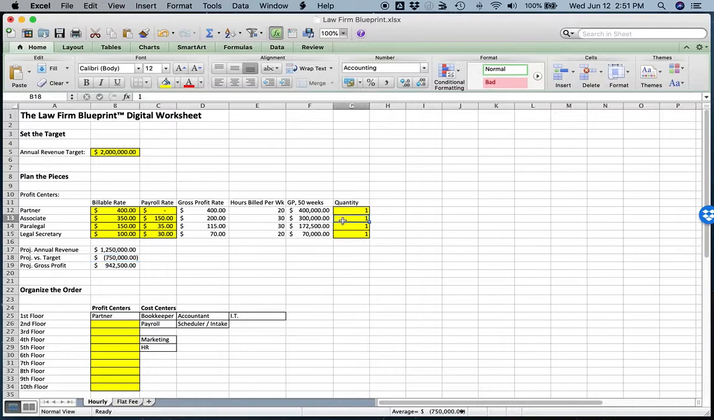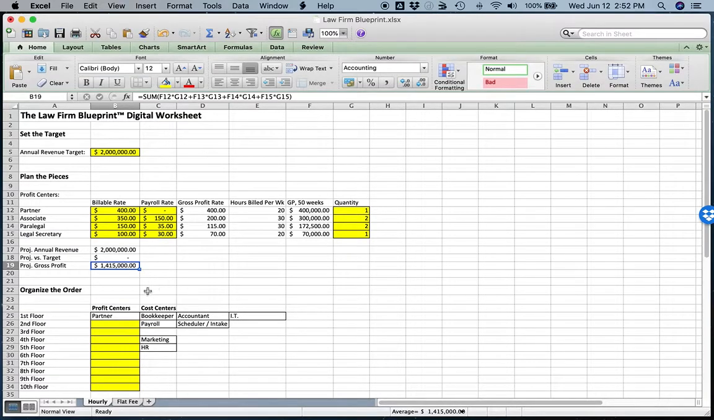So let's add a second associate. And now we're only short 225, and we can add in, if we wanted, a second paralegal. So now we are actually at a $2 million firm, which meets our revenue target of $2 million. And so we're right on track, and we show a gross profit. So on $2 million in revenue, after paying out our labor, we show a gross profit of 1.4 million.